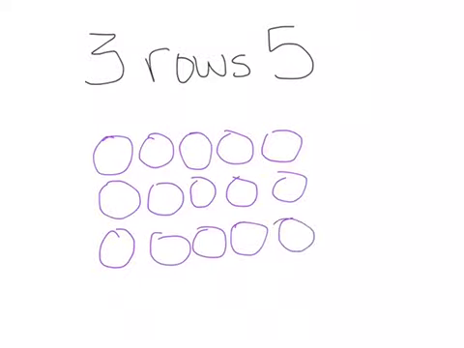Now the multiplication equation represented would be three groups of five. And what does three groups of five equal? Well, let's count our arrays. The first row has five, then 6, 7, 8, 9, 10, 11, 12, 13, 14, 15. So our three groups of five equals 15.